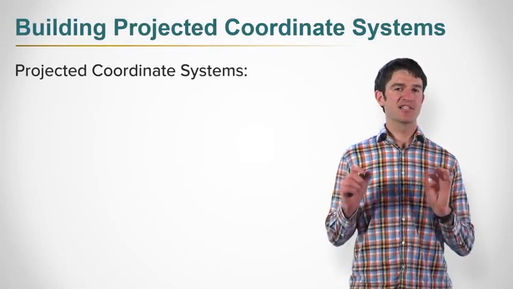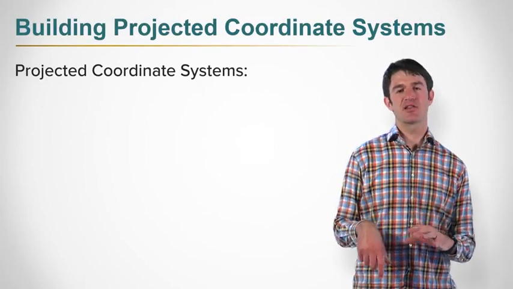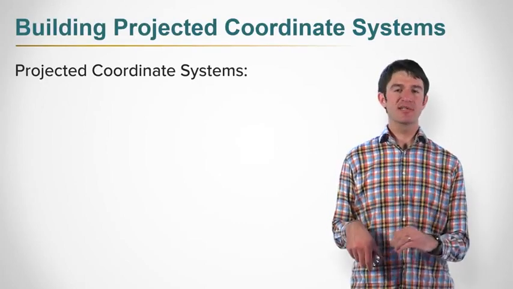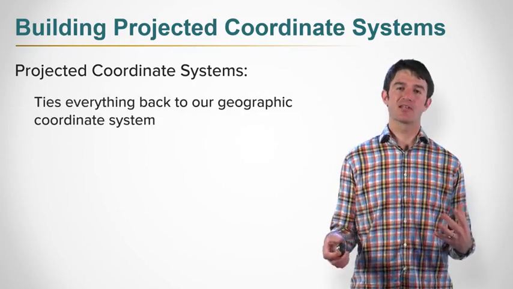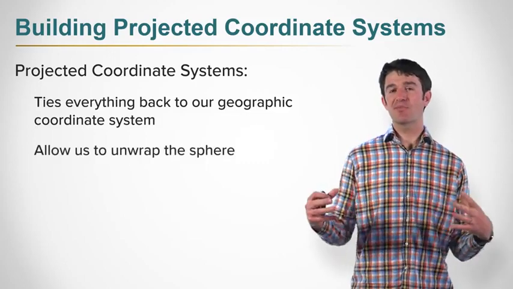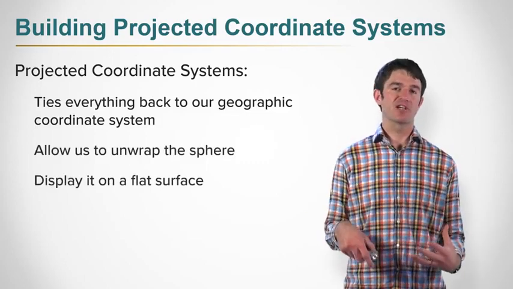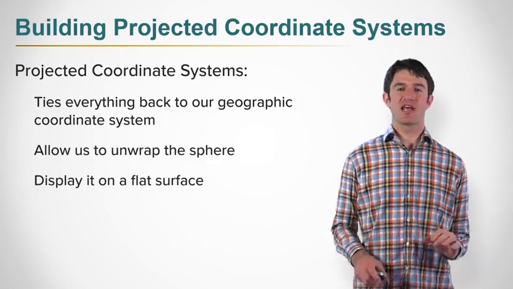On top of geographic coordinate systems, we build projections or projected coordinate systems. Think of it like this. Since we need an angular unit of reference to appropriately locate things on Earth, a projected coordinate system ultimately ties everything back to our geographic coordinate system in order to locate things. Projections are what allow us to unwrap our sphere-like planet and display portions of it on a flat surface like screens and pieces of paper, but with some consequences for the data.